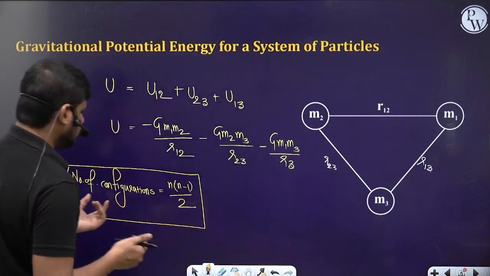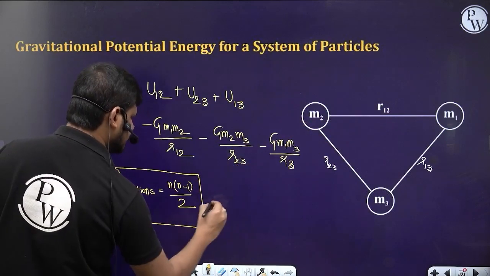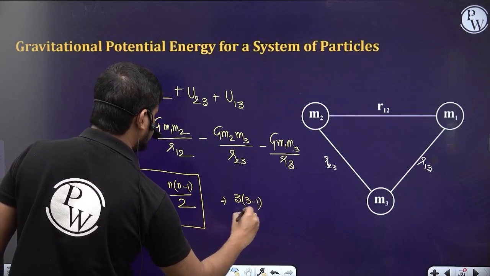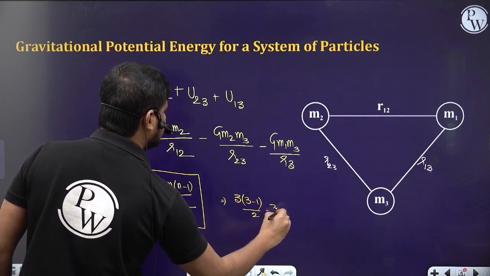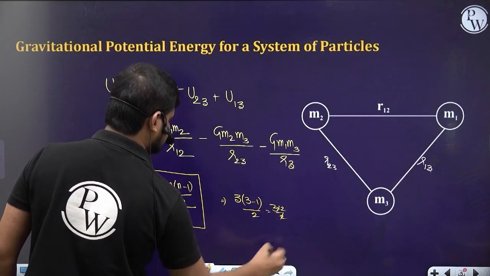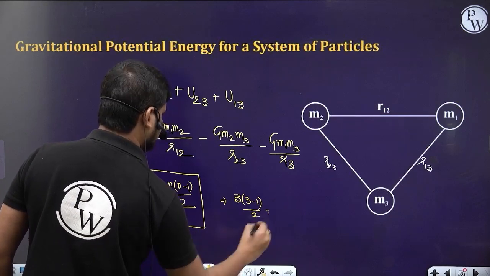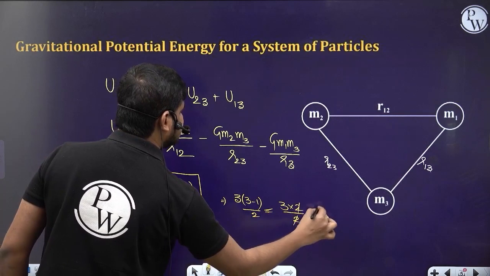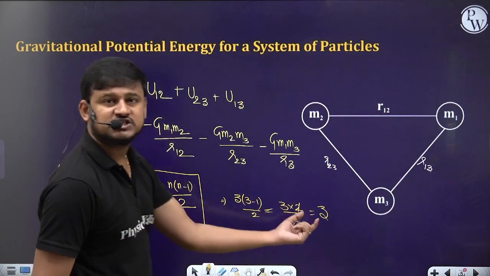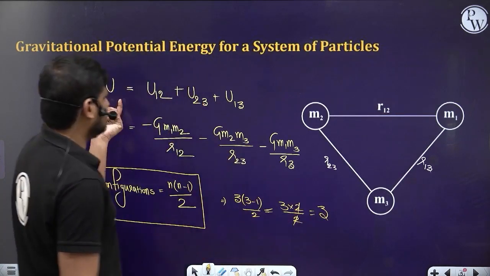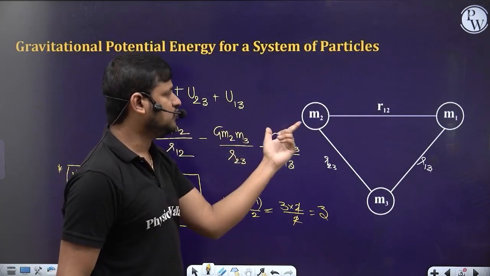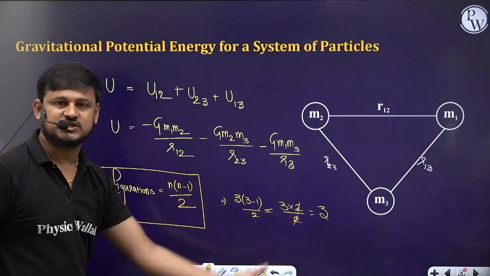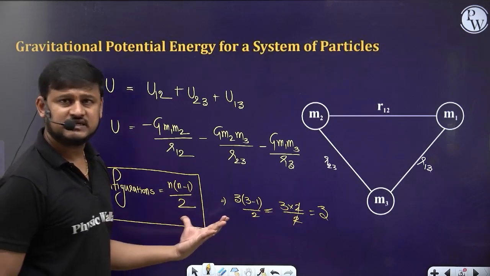Here we substitute n as 3. So 3 into 3 minus 1 by 2, which is 3 into 2 by 2. The 2 gets cancelled, which is 3. So that means 3 potential energies will develop: between 1 and 2, between 2 and 3, and between 1 and 3. So this is the number of configurations. Now clear, guys? Chalo.